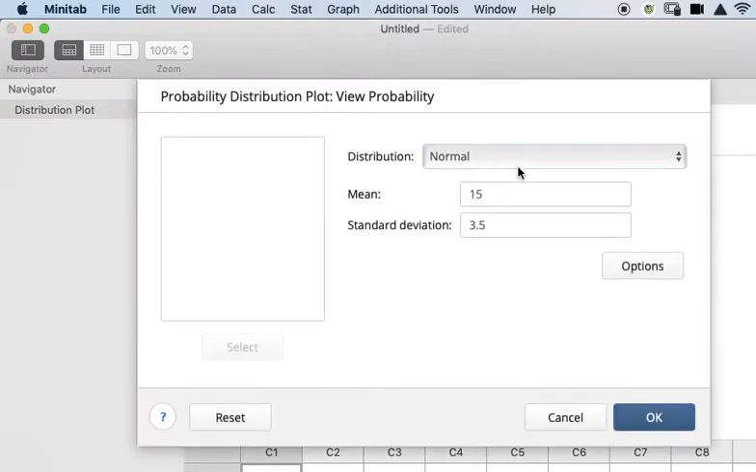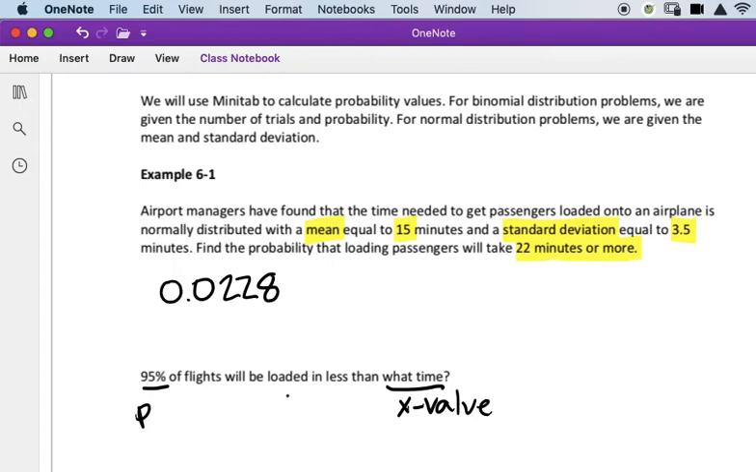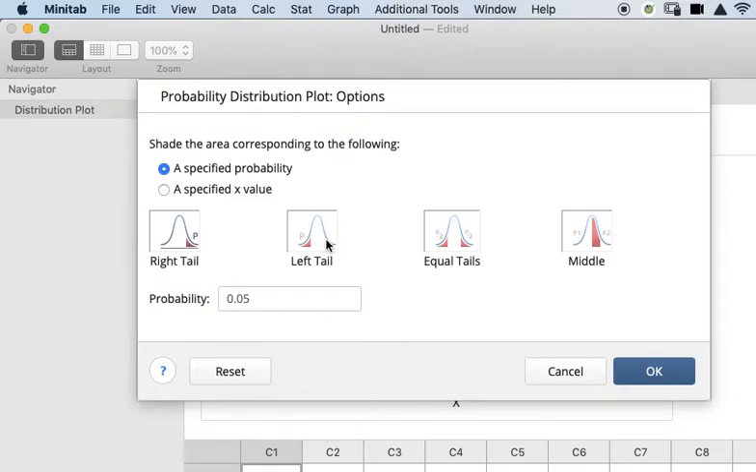Graph, probability distribution plot, and view probability. Now it's keeping my mean and standard deviation. I'm not changing those, but what I am changing is instead of a specified x value, I'm going to check a specified probability. And then I'm going to put the probability in the box that I want. And so my question is asking, 95% will be loaded in less than what time? So I want to find what time is below 95%. So I'm going to change the probability to 0.95 and select left tail because I want to shade the area below 95%. Then I will click OK.